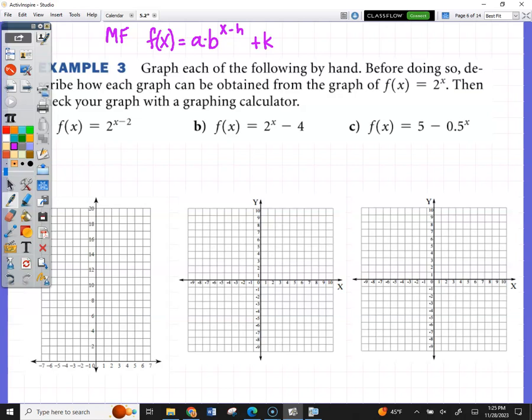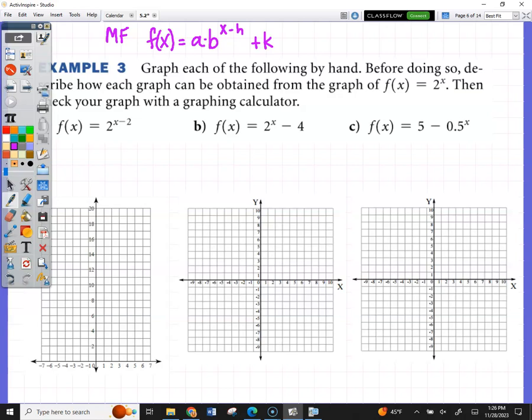The only numbers that change the stretch or shrink look of the curve are A and, of course, B. What rate is it exponentially growing or decaying? That's B. And then A is, what else are you throwing in there to stretch it or shrink it?